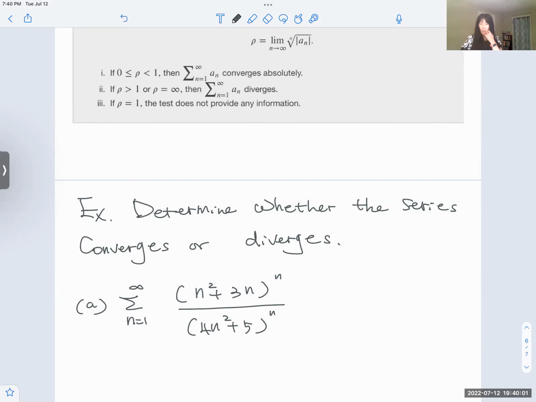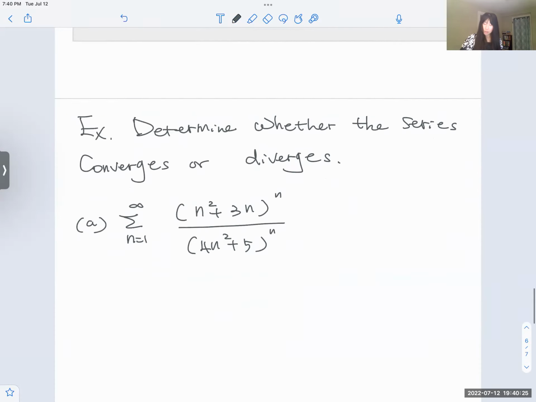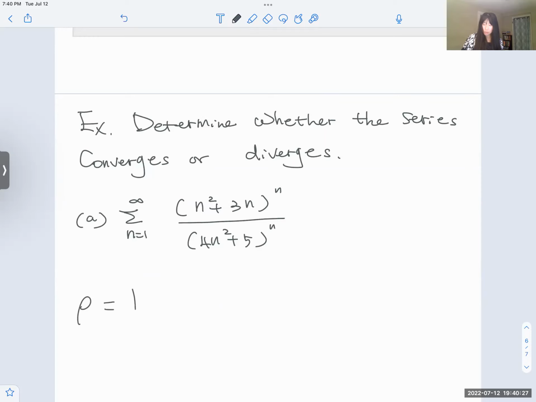Every time we see the whole fraction raised to the n power, we can use the root test. With the root test, we can set it up like that and then simplify. So let us do that.